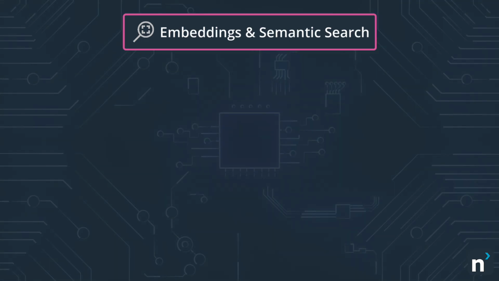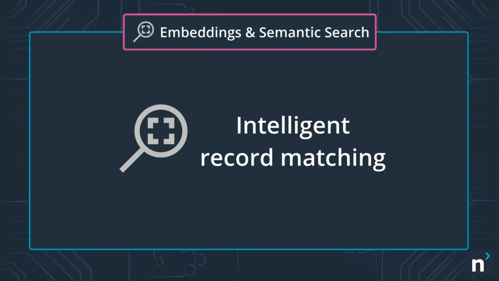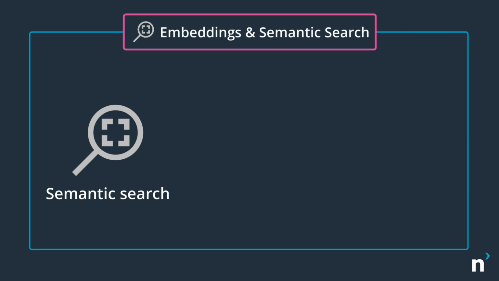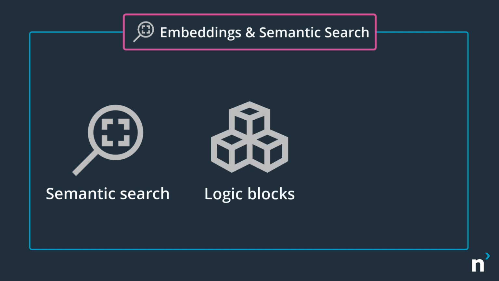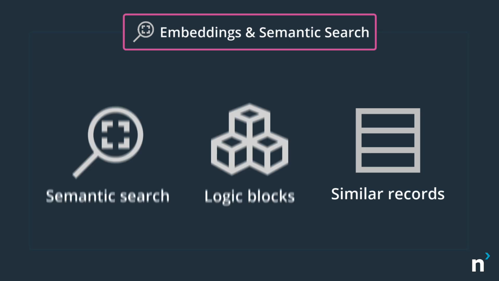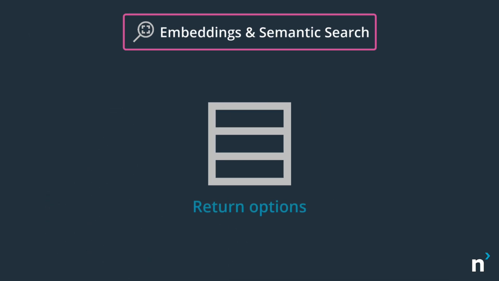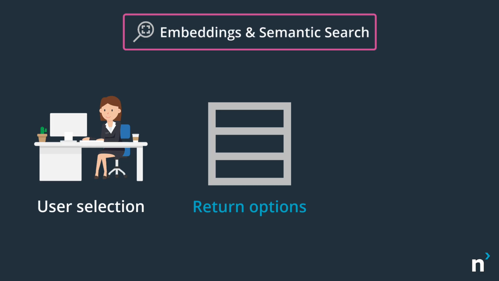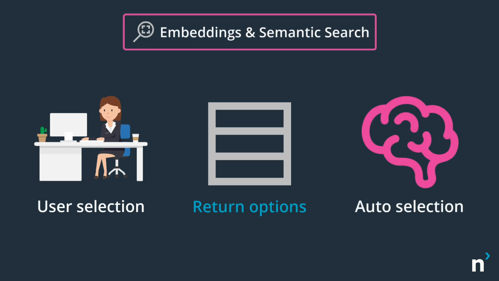The second common scenario where semantic search is essential is intelligent record matching. Semantic search can be used in logic blocks to return a list of the most similar records from a table based on an identified search term. The list of return options can then be presented to a user for selection, or can be passed to a prompt definition to assist in auto-selection.